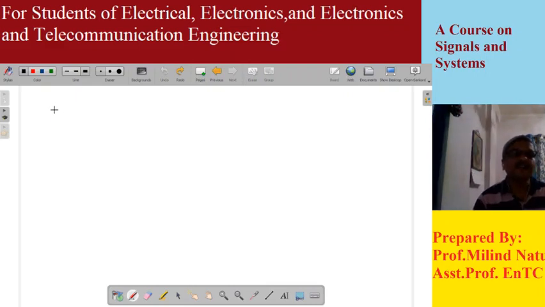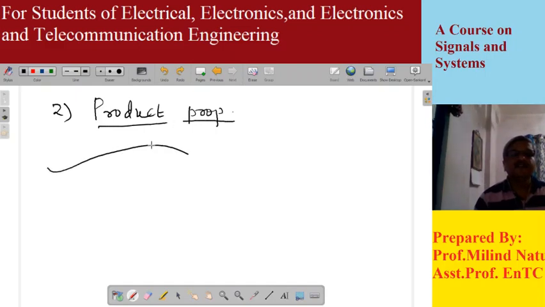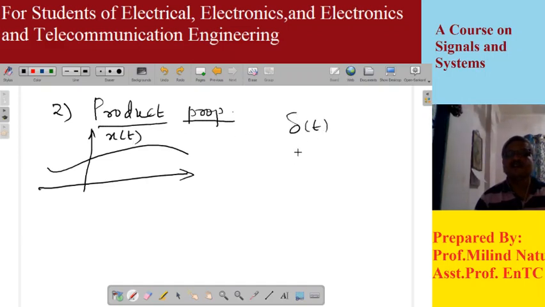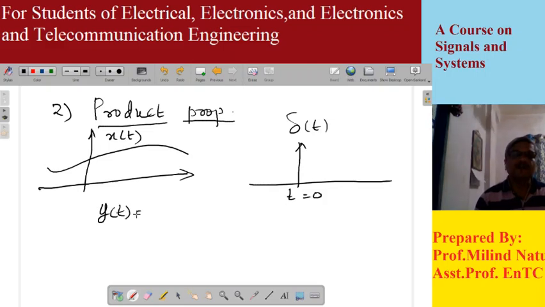The second property is the product property. This property says that if there is some signal like this, let's say this is x of t, and I multiply this signal by a unit impulse, I know that the impulse occurs only at t equal to 0. If someone asks me to find the value of y of t, which is the product of x of t and this impulse signal, then what shall be its value?